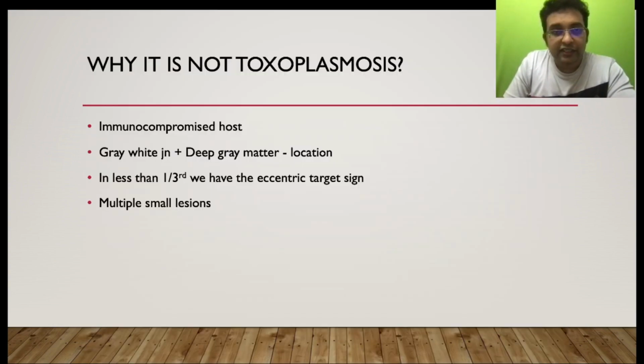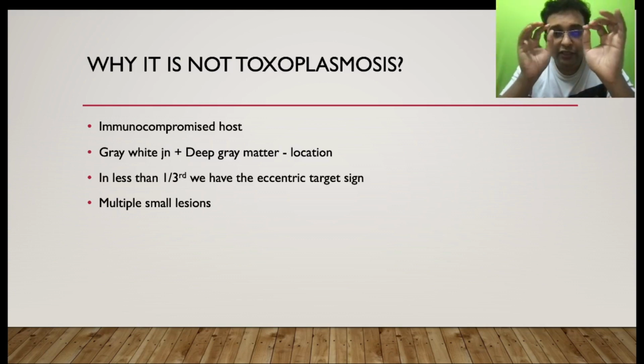So these are the stages. I already explained why it is not toxoplasmosis. It's less likely because it's not an immunocompromised host, and you have multiple small lesions, less than 3 centimeters, and neurocysticercosis is a much smaller lesion than toxoplasmosis. You should also understand one thing: in neurocysticercosis, this central dot is due to the scolex and not due to the extension of the abscess wall or the cyst wall. It is just due to the scolex.